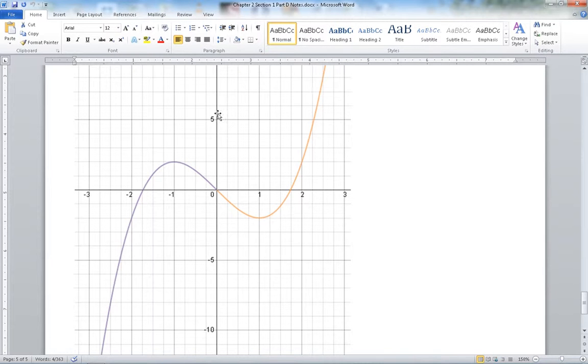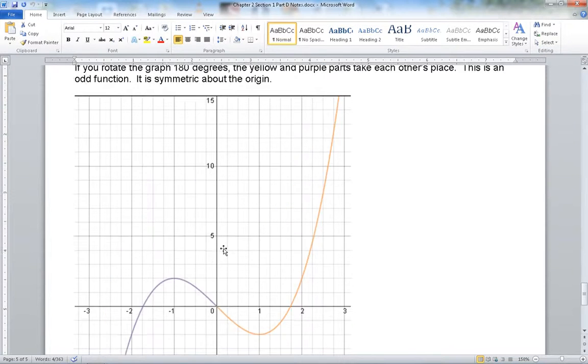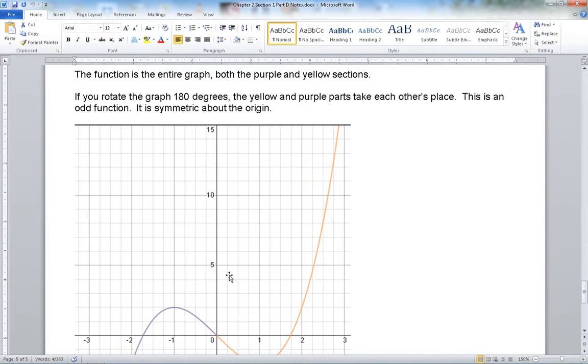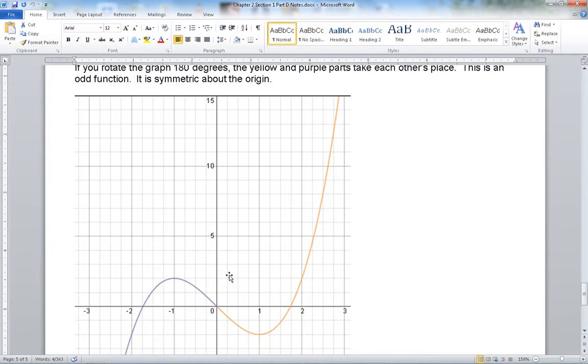Well, what would happen if I took this piece of paper and rotated it 180 degrees? This yellow part would rotate to where the purple part is. So again, this would be an odd function. And what you may want to do is print this out and rotate it and see what happens when you do that on that piece of paper.